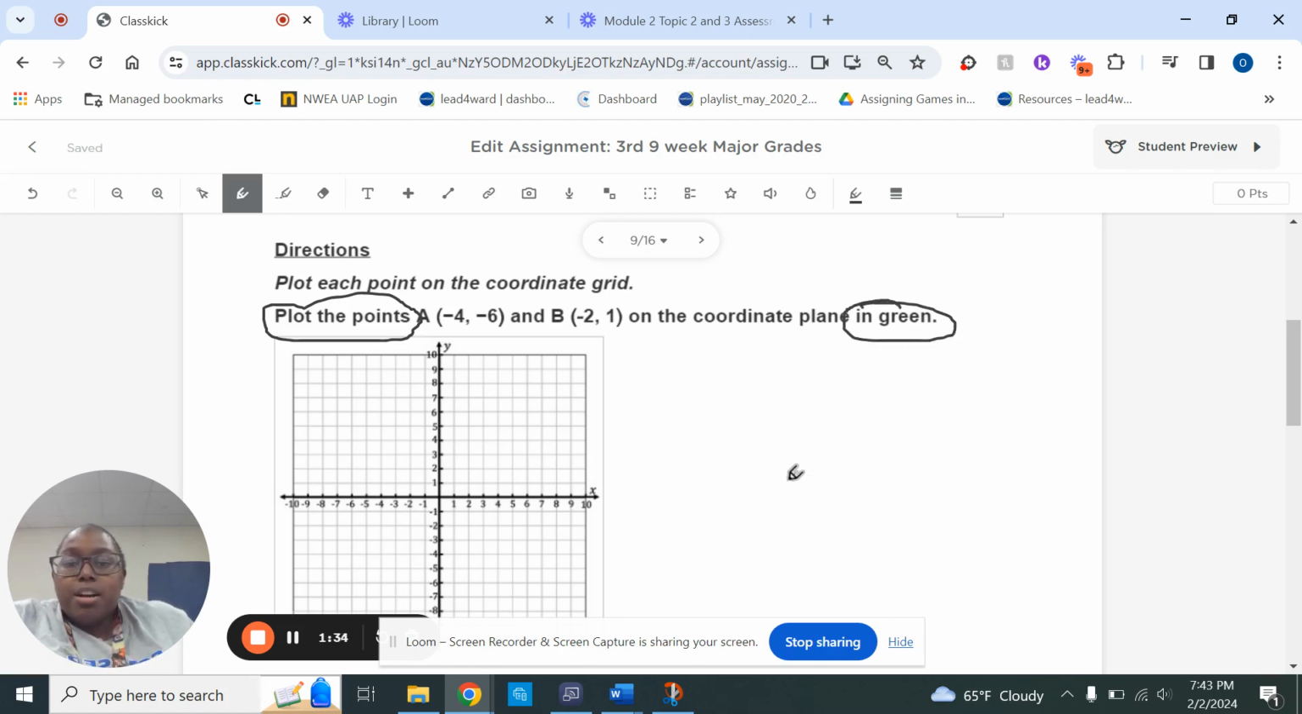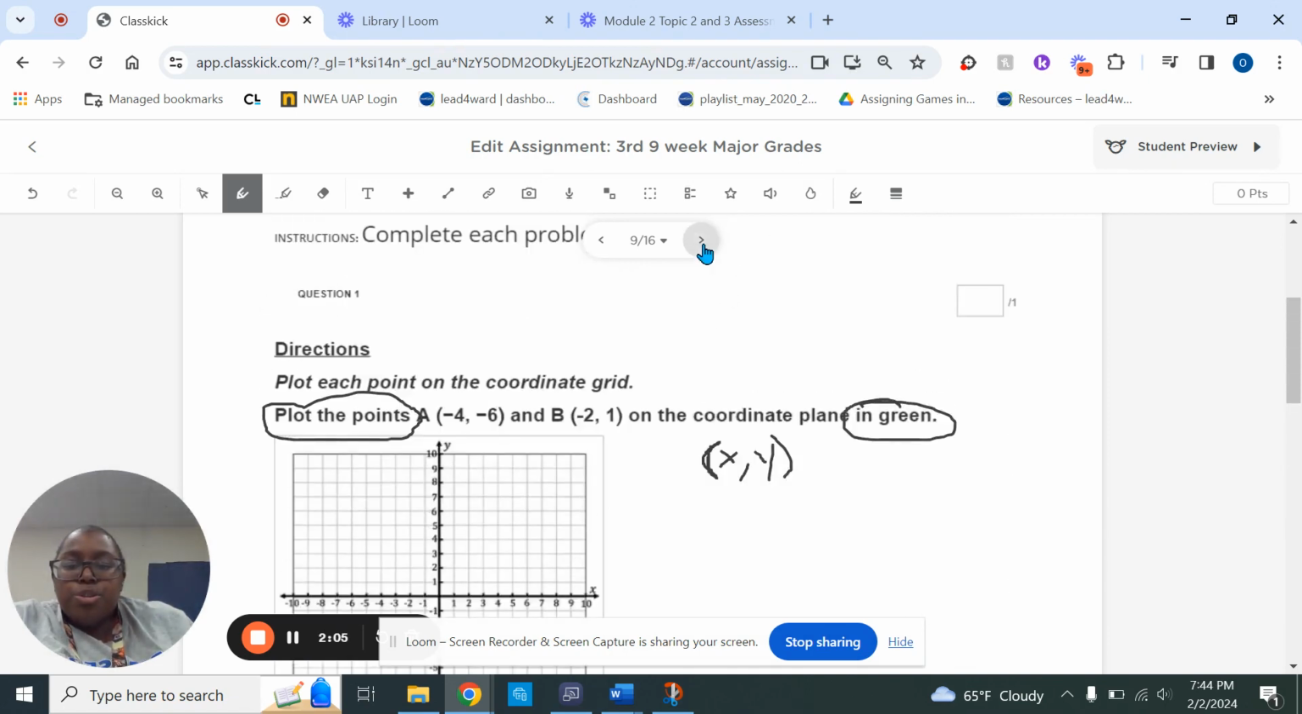Otherwise, I will be taking off points because you have to be reading to know what you're supposed to be doing. Now, the only hint or note I will give you for this is, remember, these are ordered pairs, and there's a certain way ordered pairs are formulated. You have X and you have Y. That is your hint, and that's all I'm going to give you for this problem.